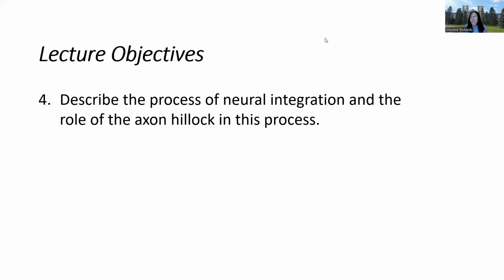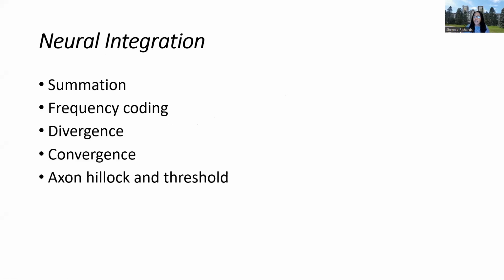All right. So the fourth and final objective for this packet, the synapse, is to describe the process of neural integration and the role of the axon hillock in this process. So we have previously talked about the different parts of the neuron, and we talked about the soma or the cell body. We talked about the axon, which is the projection towards the end of the neuron, where we have the axon terminal. And more specifically, we talked about the axon hillock, which is really at the neck or the narrowing to become the axon of the neuron.